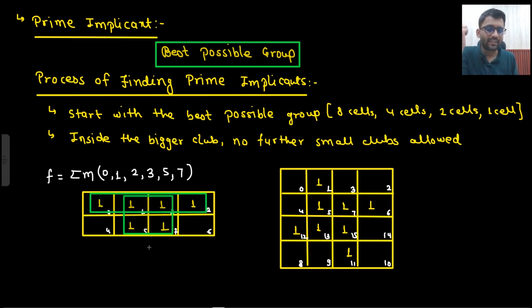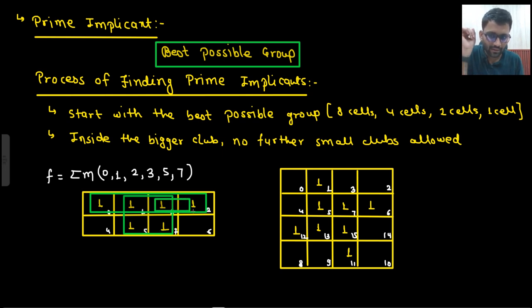Now there are possible pairs, right? This is one of the possible pairs. This is also one of the possible pairs. More possible pairs are there. But you need to make sure that no pair should be made inside the biggest possible group. That means if I make the pair between 1 and 5, both elements are there in this quad, right? So this is not a valid pair.